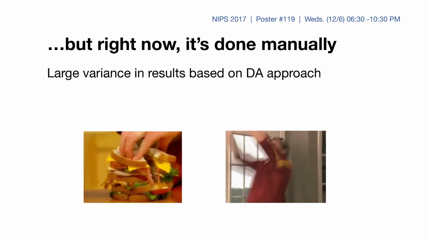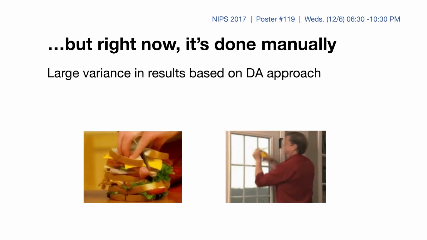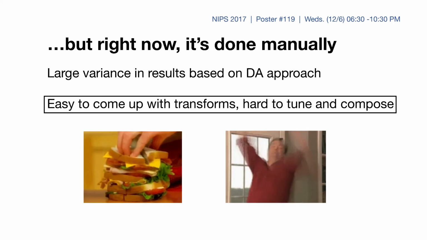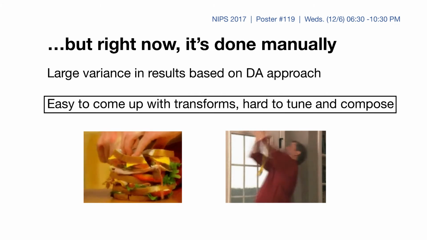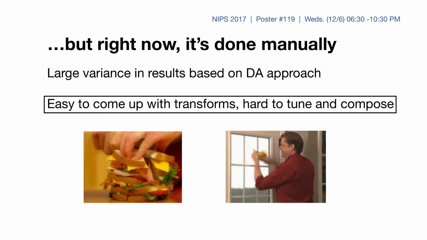That said, data augmentation pipelines can be tricky to set up, with a large variance in end model performance based on the specific approach used. This stems from the fact that while it's often easy to come up with individual transformations that preserve class invariance, figuring out how to best tune and compose them is a labor-intensive and time-consuming task.